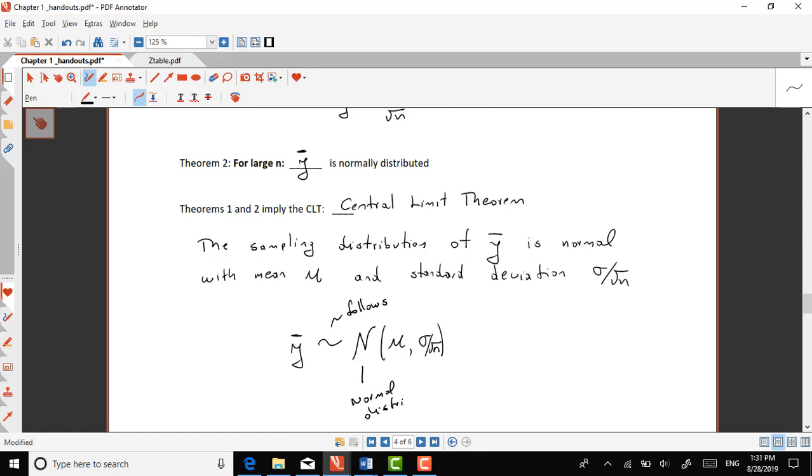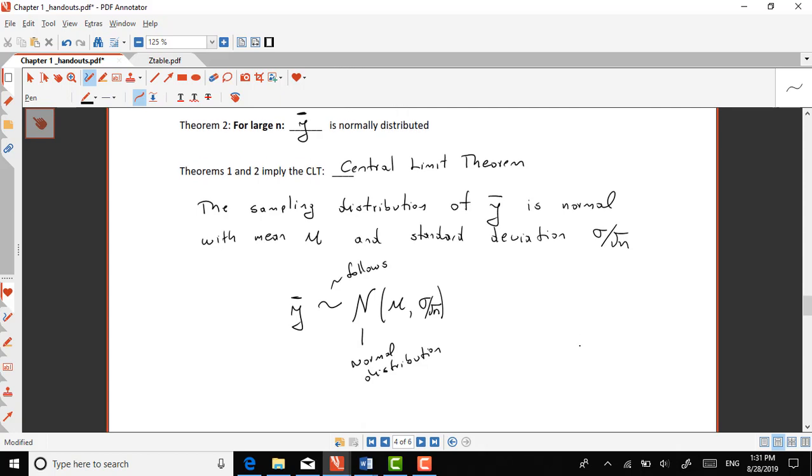And remember that the normal distribution is defined by two parameters, the mean and the standard deviation, or the variance. Okay, so everybody kind of follows. And I already showed you the graph.